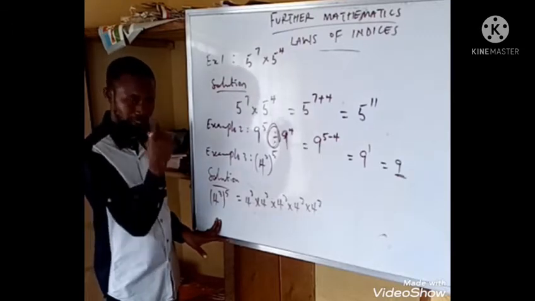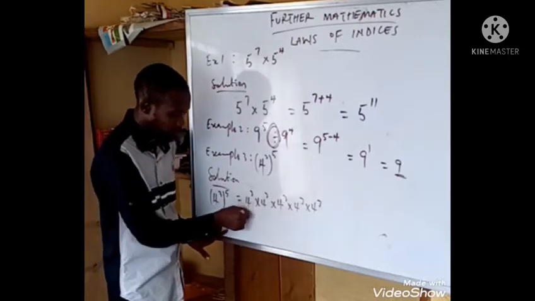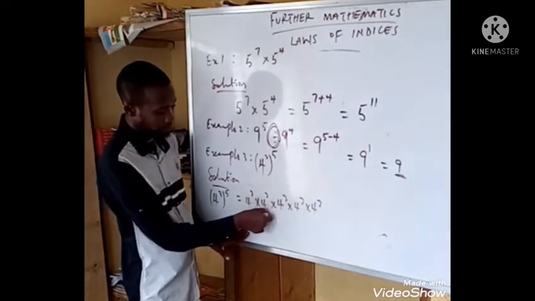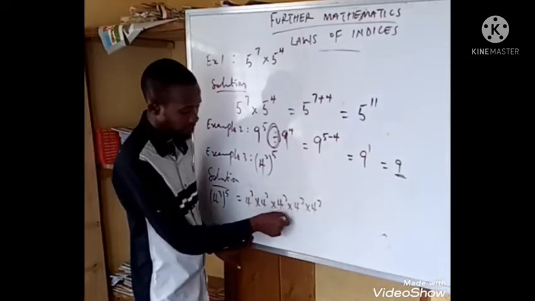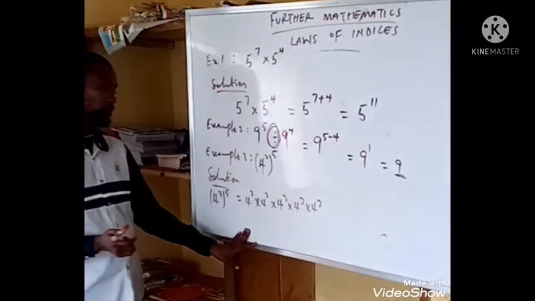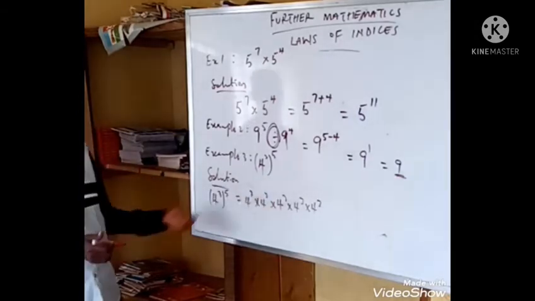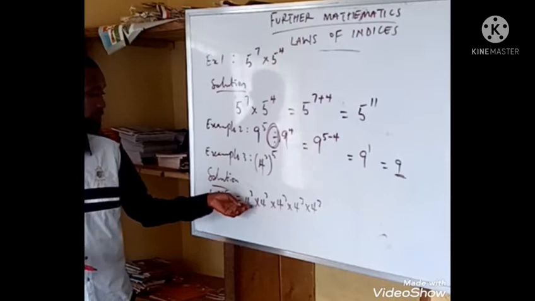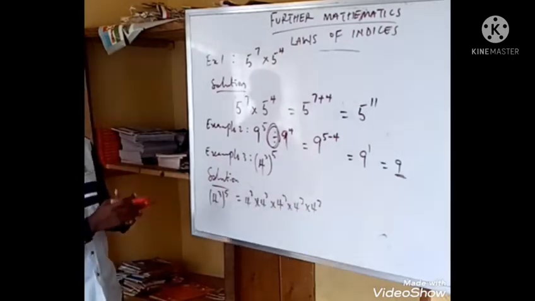And since it is repeated, from between the first and second there must be a multiplication sign. Between second and third, multiplication sign. Third and fourth, multiplication sign. Between this and this, there is going to be a multiplication sign. And when we observe this very well, we can see that it talks about the law of indices that has to do with multiplication, that is the product rule.